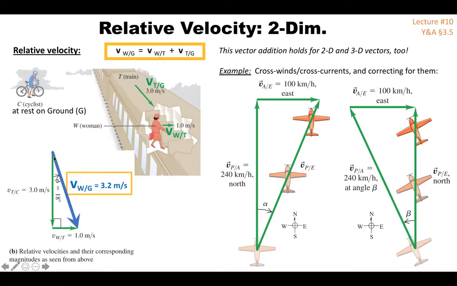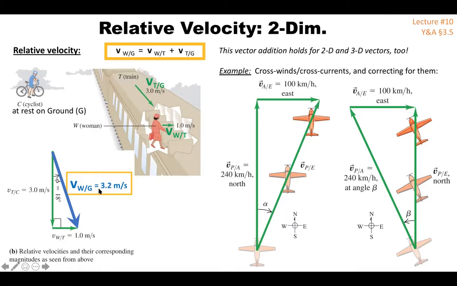The only thing that is now different is that when we put the velocity of the woman with respect to the train and add that to the end of the velocity of the train with respect to the ground outside, we see that that forms a triangle. And the sum of those two velocities, which I've drawn here in blue, is from the start of the first vector to the end of the last vector. Okay, and that's the velocity of the woman with respect to the ground outside.